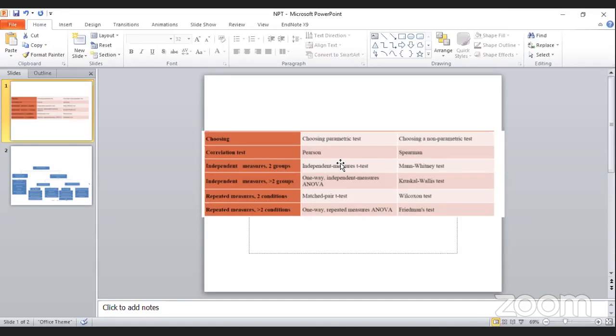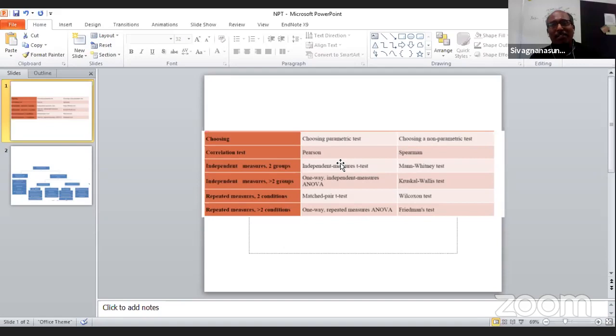The next question is from Saman Naz. Is the Friedman test used for scale data? No, the non-parametric test is not for scale data. If it is scale data, you have to use repeated measures ANOVA.